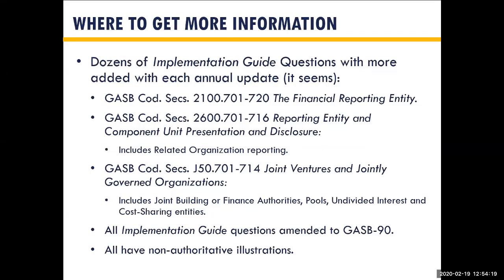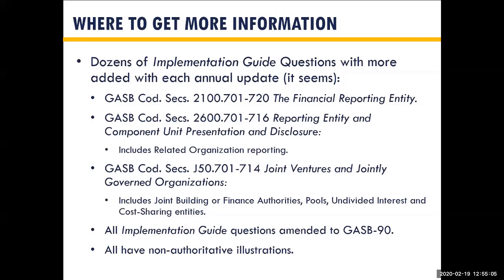Well, there's a ton of information out there, even when codified. There are three separate codification sections, and 2100 is how to determine the financial relationship between a primary government and a component unit. Code section 2600 is how to report component units. And J50 is how to report these joint ventures and jointly governed organizations. And there are plenty of examples that are included with each codification section. There's plenty of examples of questions and answers that are there.